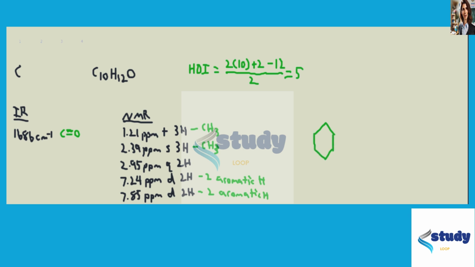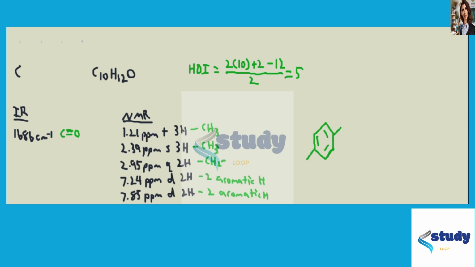So I'm going to go ahead and start to draw the ring. And then here is our methyl group that our second signal is telling us about. Okay, and then our third signal, 2.95 ppm, a quartet that integrates to 2. So this is going to be a methylene group next to a methyl group. And we know that because it's split into 4 peaks, which means it has 3 neighboring protons.